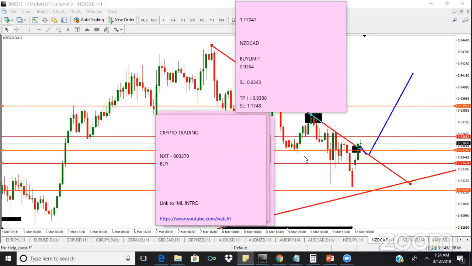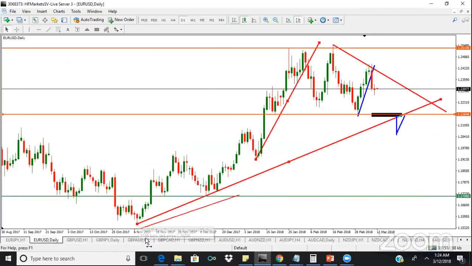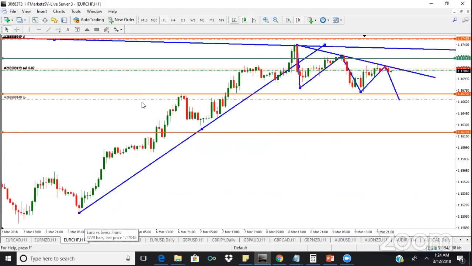Okay? So we have USD CHF, Euro. You're already on Euro CHF, it is in profit. So you don't want to miss out in all of these trades.